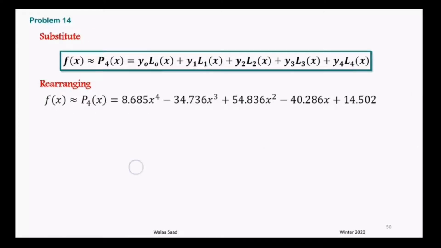Finally, we will substitute these derived L0, L1, L2 through L4 and scale them with the corresponding y values of the x of its term, and then rewrite it in that form.